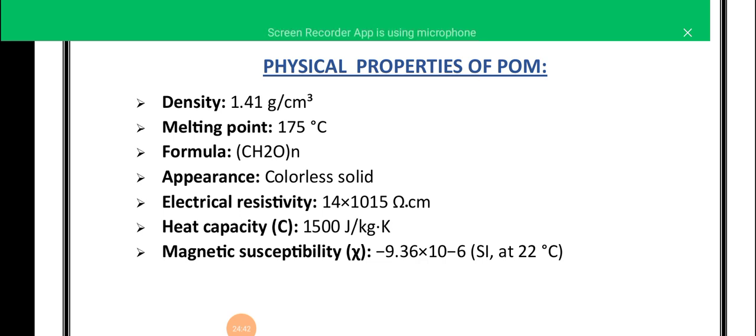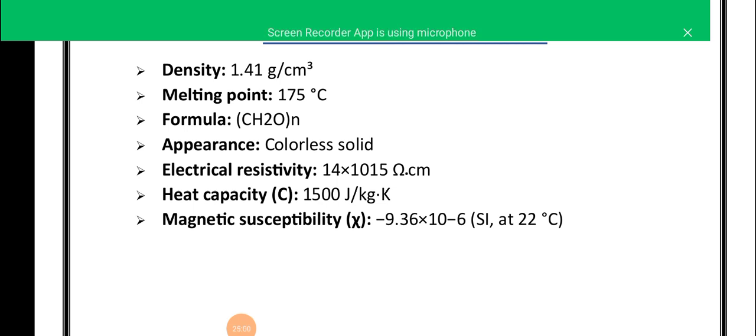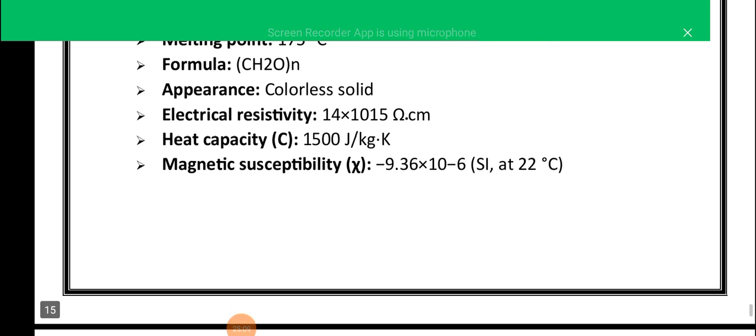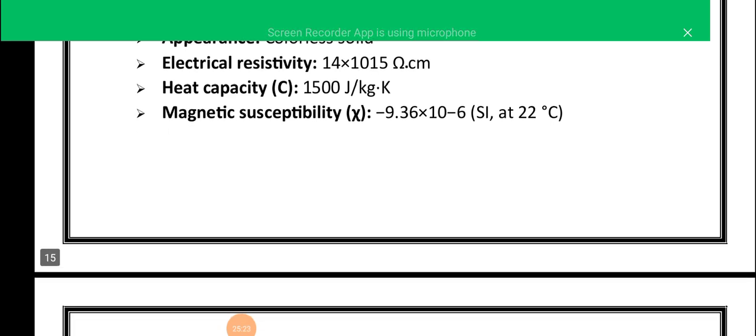Here are some physical properties of polyoxymethylene, like density, melting point, formula, appearance, electrical resistivity, heat capacity, magnetic susceptibility. The density of POM is 1.41 gram per cubic centimeter, while its melting point is 175 degrees Celsius. And the formula we discussed earlier. Its appearance is a colorless solid, but it is also available in white and black color, but not in transparent color. Its electrical resistivity is about 14 × 10^15 ohm centimeter, while its heat capacity is about 1500 joules per kilogram per Kelvin. Its magnetic susceptibility is minus 3.6 × 10^-6 at 22 degrees Celsius.